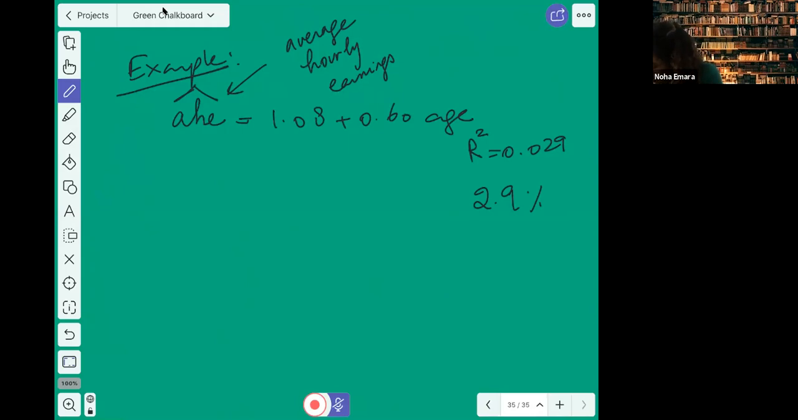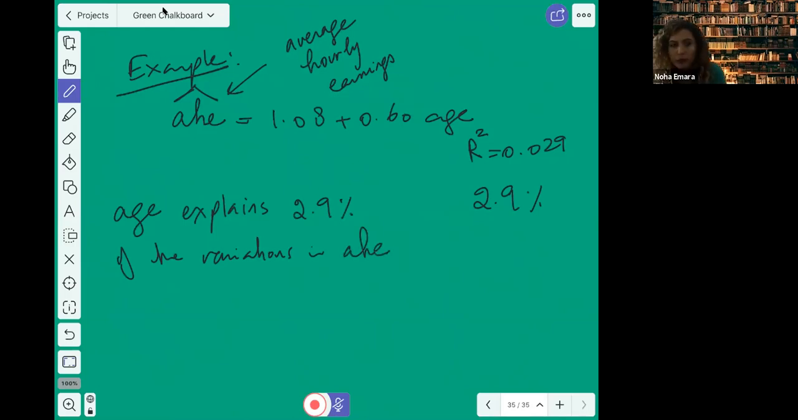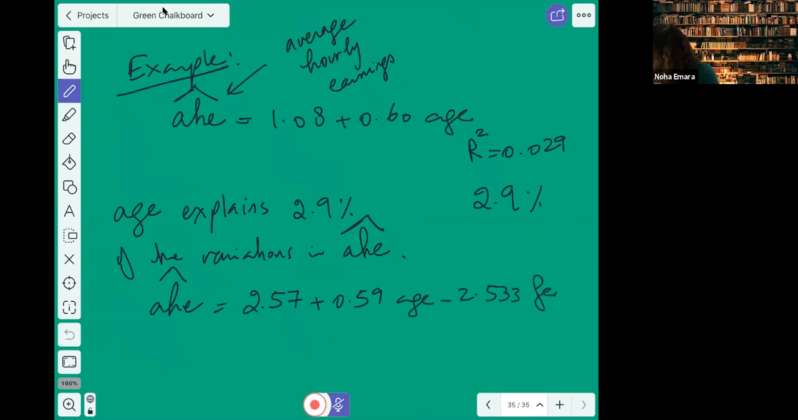Or you can say it this way: age explains 2.9% of the variations in average hourly earnings. Of course, I want to maximize this explanation as much as I can. So suppose that you included another variable in a second step. You re-estimated the model by adding another variable that represents the gender of the individuals. So you have 1.08 plus 0.59 age minus 2.533 female, where female takes one if the individual is female and zero for male.